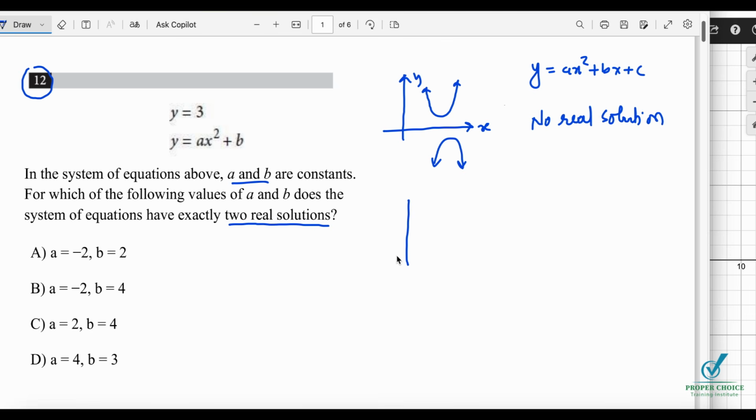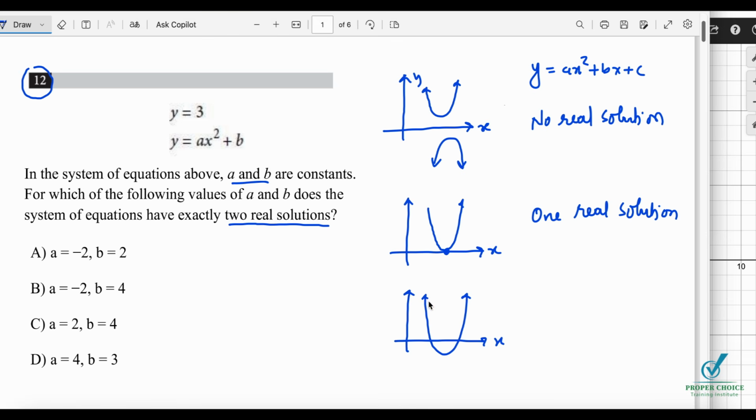Now if the same equation is plotted on the x and y axes, and the graph touches the x-axis at one point, we say one distinct solution, or one real solution. Now what if this quadratic equation intersects the x-axis at two different points, regardless of where? In that case it is intersecting the x-axis at two distinct points, and this kind of graph we call two real solutions.